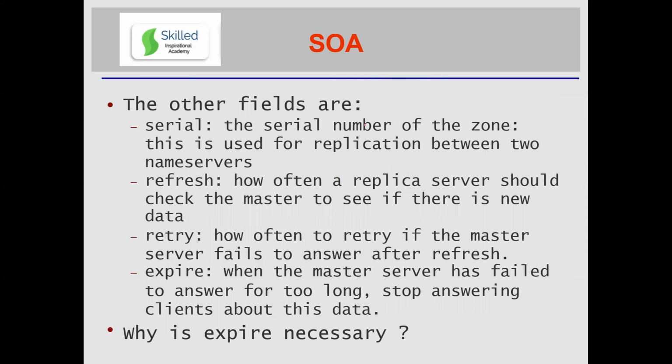We have already talked about the serial number. This is used for replication between two name servers. Refresh is how often a replica server should check the master to see if there is new data. Retry is how often it retries if the master server fails to answer after refresh. And expiry is when the master server has failed to answer for too long.